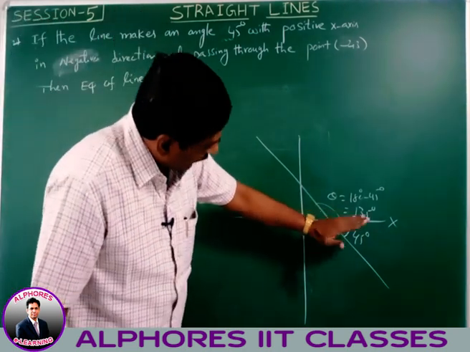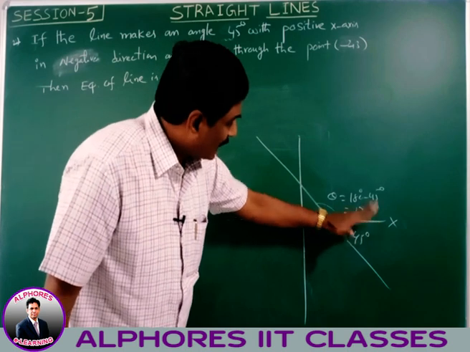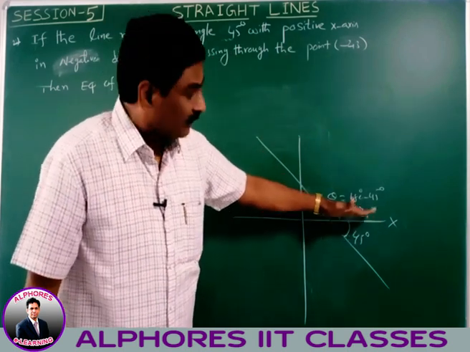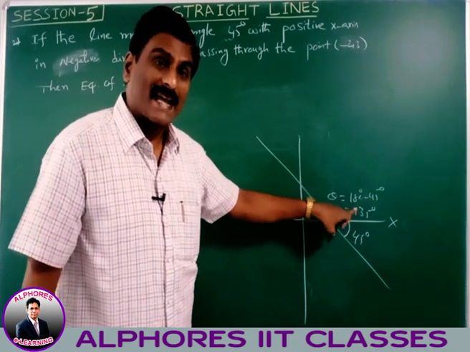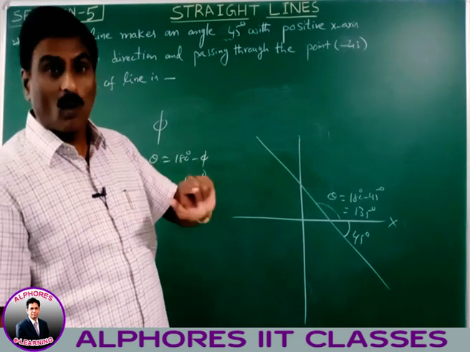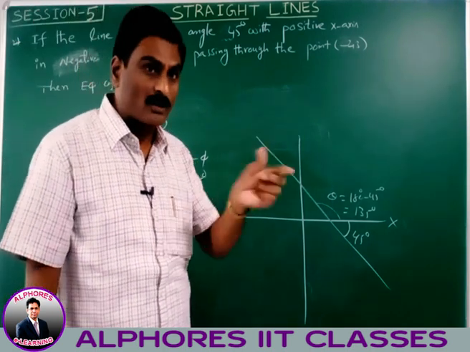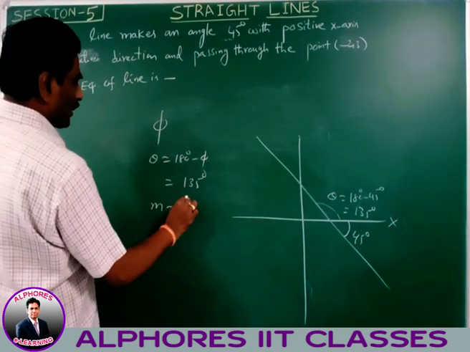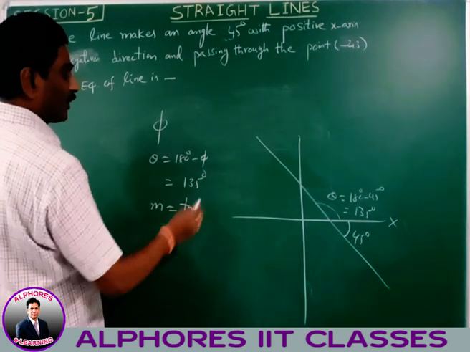If the line makes an angle with positive x-axis in positive direction, that is the angle of inclination. If the line makes an angle pi with positive x-axis in negative direction, then the angle of inclination theta is equal to 180 minus pi. Okay, please observe the difference between the two values. Next, here slope m is equal to tan theta. What is the value of tan 135?